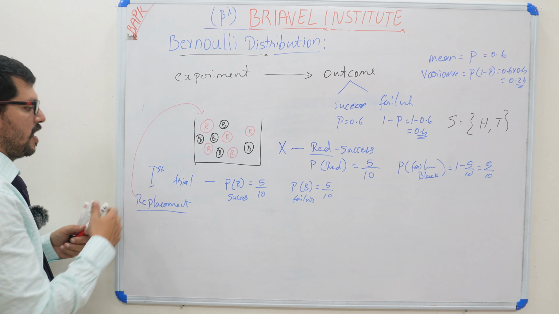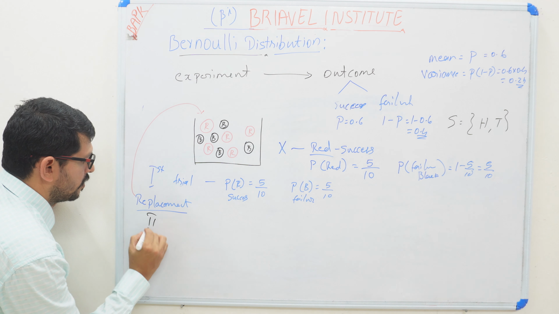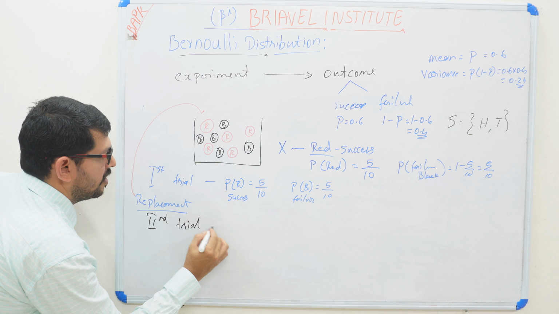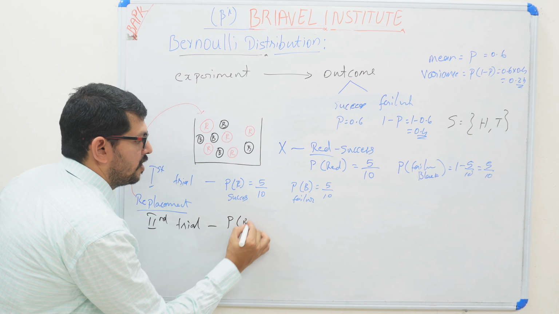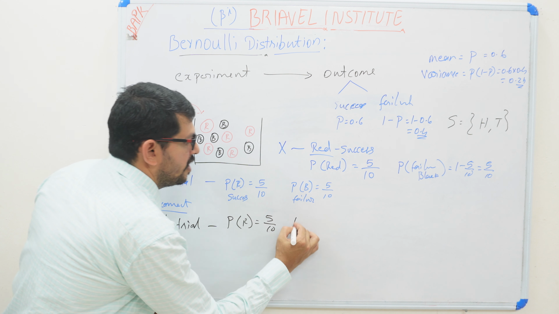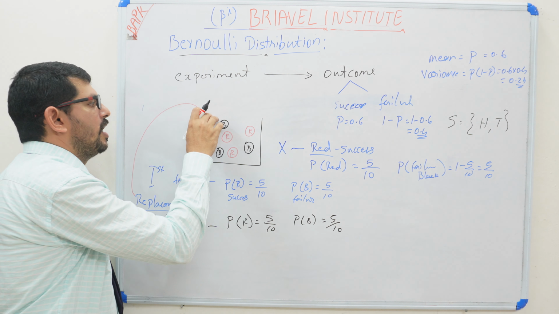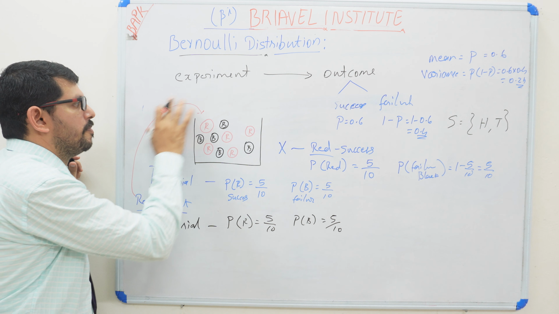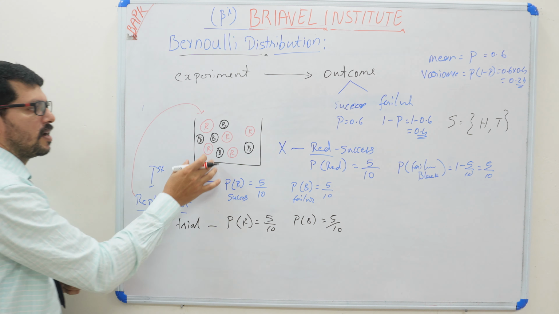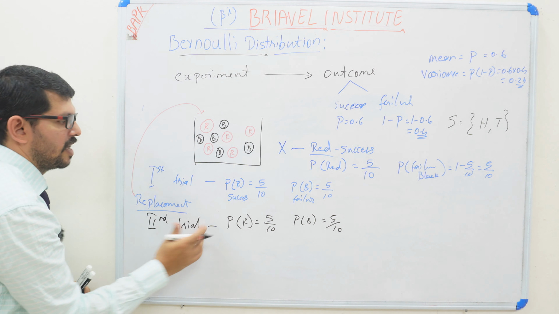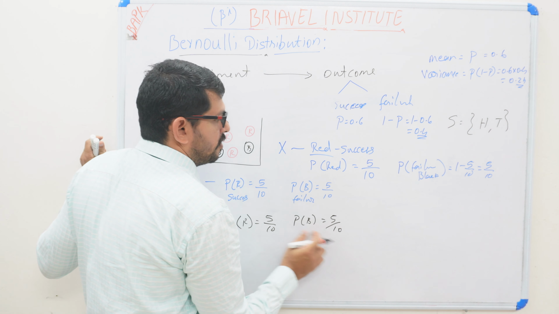Now this is the first trial. Now it is the second trial. In the second trial, I am again taking one ball from here. What will be the possibility? Same probability: the probability of red is 5 by 10, and again the probability of black ball is 5 by 10. Because I kept this ball again in the basket, that is with replacement. Again the same probability, for both red and black.